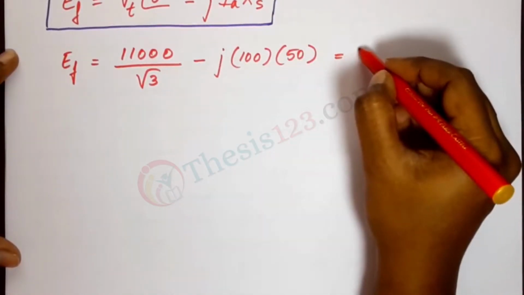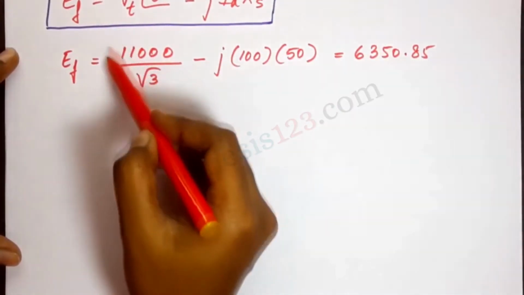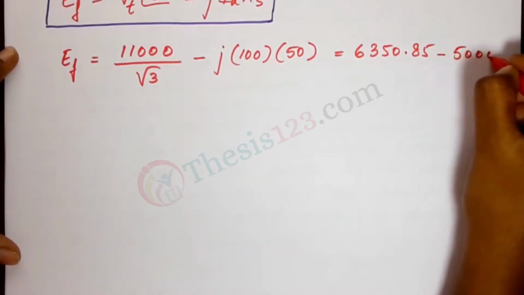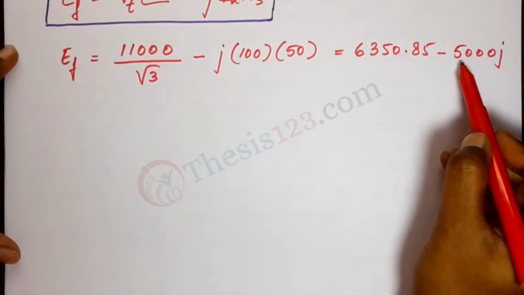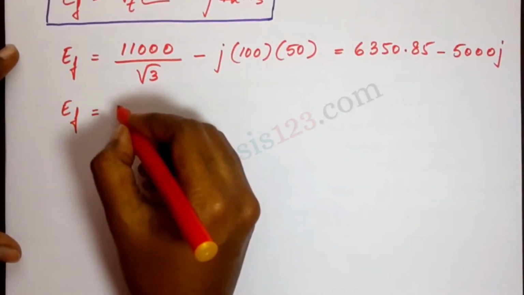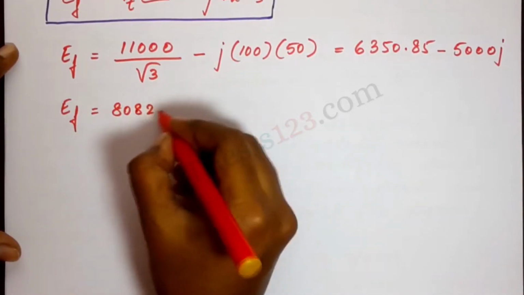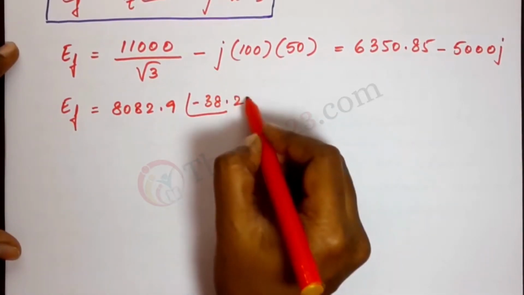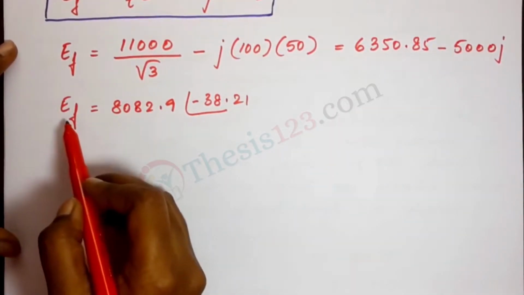Solving this, we get a value of 6,350.85. That's this portion here, minus 5,000 j. We have this in rectangular form. So next, we write it down in polar form. So when you convert it into polar form, you would get a value of 8,082.9 with an angle of minus 38.21. Alright, so this is the value of the field excitation.